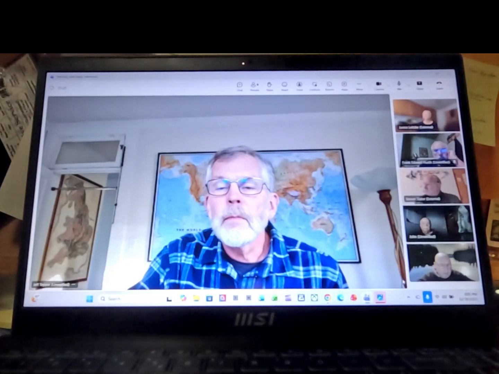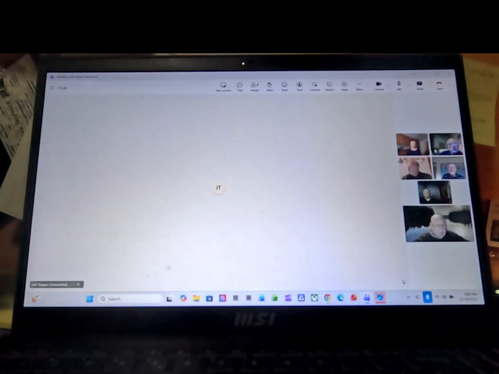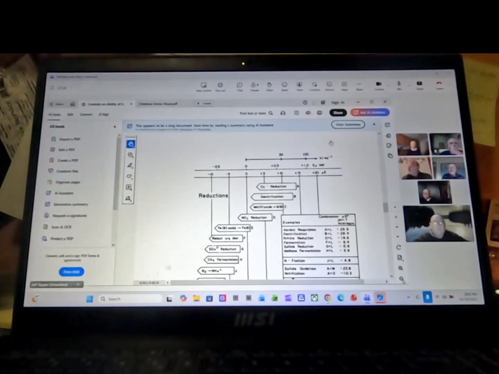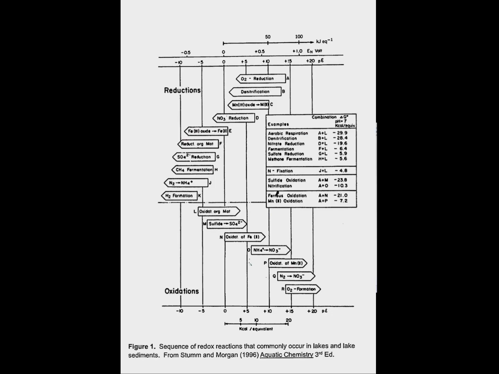Today with us we have retired Professor Jeff Tepper from the Geology Department at the University of Puget Sound, who's offered to provide our steering committee with a presentation on lake science, dissolved oxygen, pH, and other factors that go into that. And with that, I'm going to turn it over to Jeff to talk to us about that.